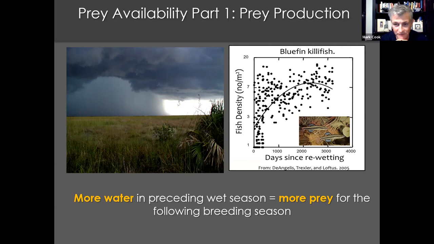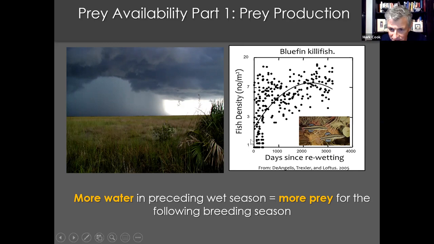This part of the science is certainly not rocket science. Fish need water, crayfish need water. The longer they have water, the more they're able to reproduce and grow. Once the system dries out again, many of those fish are lost. They start again from a very small population size and they have to grow again. So the more water we have in the system, the deeper it is, the more expansive it is from an aerial perspective, the larger the area that's wet, the better it is to produce prey for these birds.